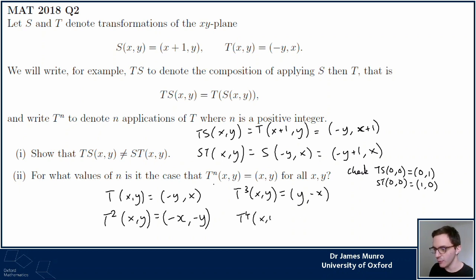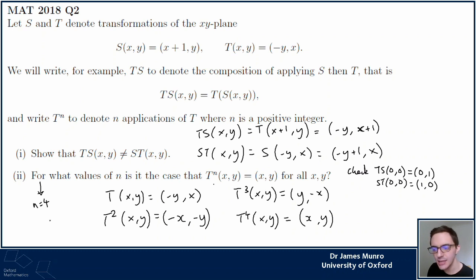If I do T four times, you take the first coordinate and write it in the second place, and you take the second coordinate and write it in the first place with a minus sign. T to the 4 of (x, y) is (x, y). So n equals 4 is one example of this.